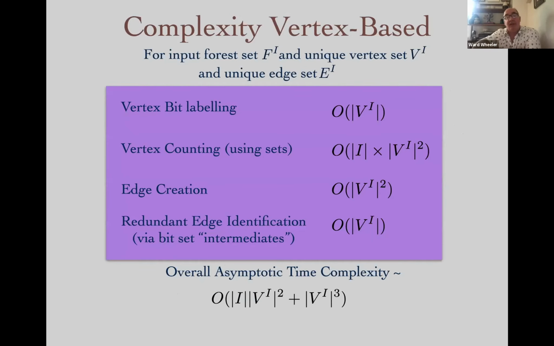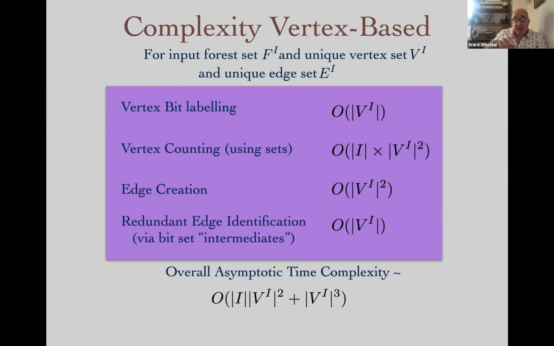Now, to look at the complexity of these methods, like how much time complexity we're looking at, we have an input forest set of size I, we have vertex set VI and unique edge set EI that come from all the inputs. And then these are basic operations and their rough overall time complexity. So the vertex bit labeling occurs by a single post-order pass of the graph, and that's pretty straightforward. So it's just the vertex size.